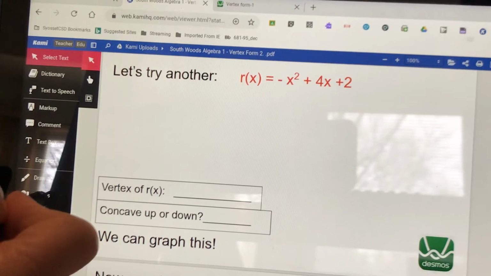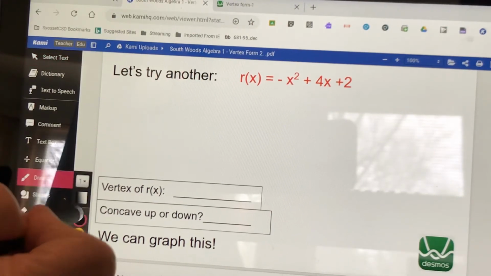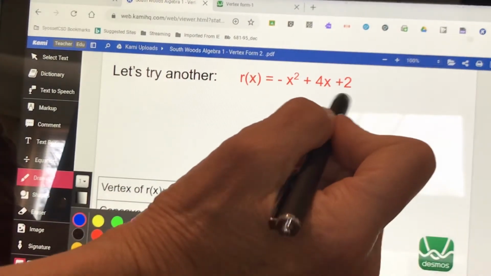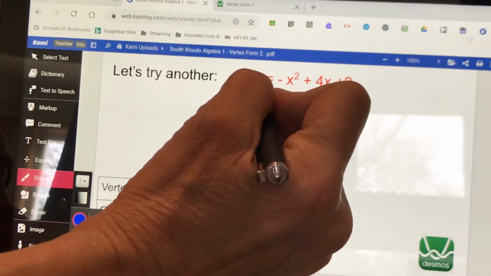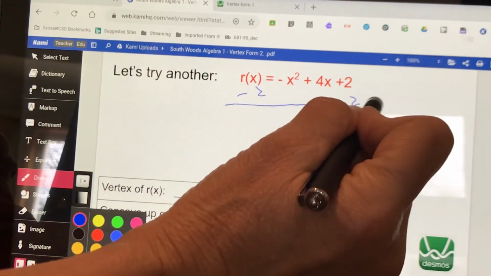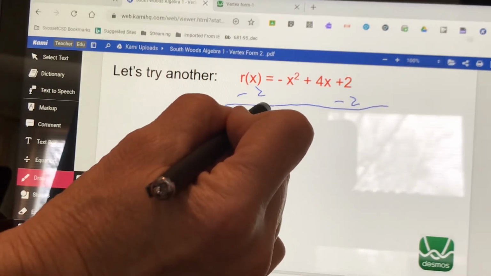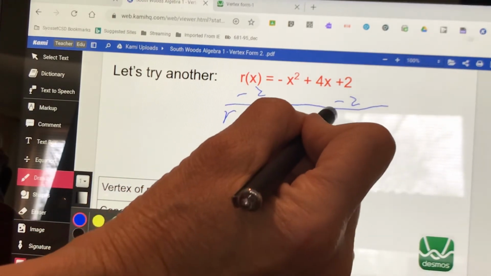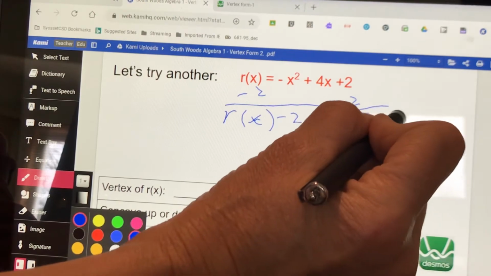Again, before you do anything, either way, before anything happens, you must remove the constant. The constant is 2. We're going to add negative 2 to both sides. That'll give us r of x minus 2 equals negative x squared plus 4x.